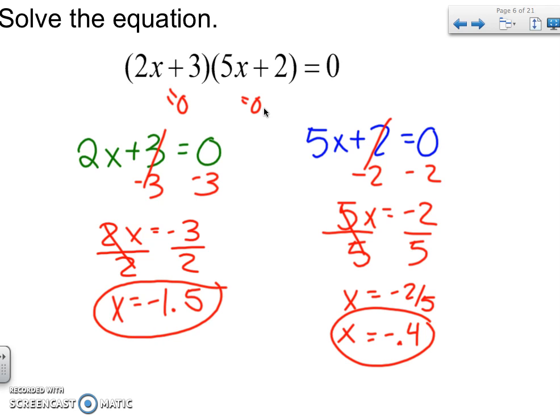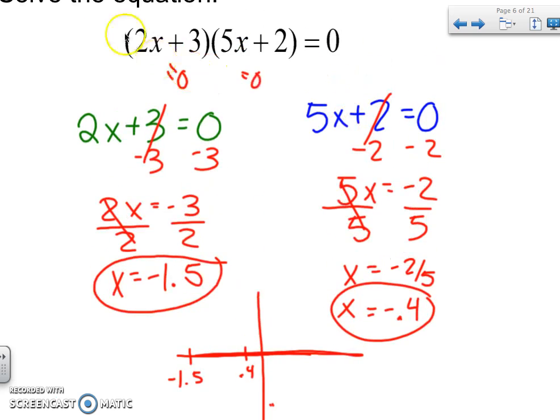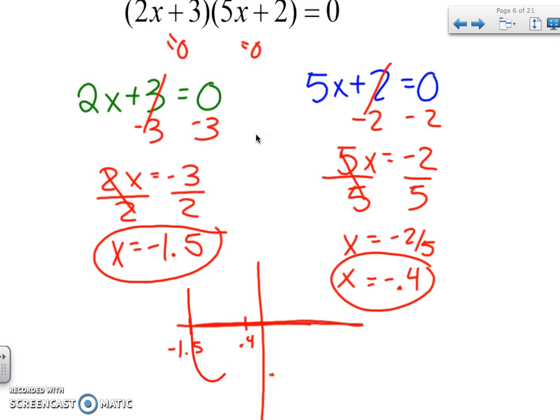Okay, so what we can actually do is sketch a rough graph of what this is going to look like. So if I had an x and y axis, negative 1.5 would maybe be right here. Negative 0.4 would be right there. And notice since there's no number in front of my parentheses, my parabola is going to open up. So here's a rough sketch of something that it would look like. So it would cross the x-axis at negative 1.5 and at negative 0.4. Okay? So the zero product property allows you to find those x-intercepts or the solutions.